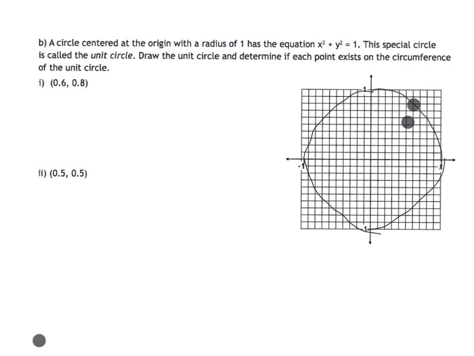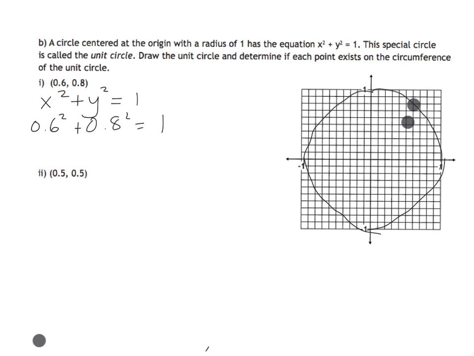We need to use the equation x squared plus y squared equals 1. And what can I do with that equation? Replace the x and y with the x and y values that we're given. So I'm going to do 0.6 squared plus 0.8 squared equals 1. And then when I simplify the left side, 0.6 squared plus 0.8 squared, what does it have to equal if that's actually on this circumference? It has to equal 1.